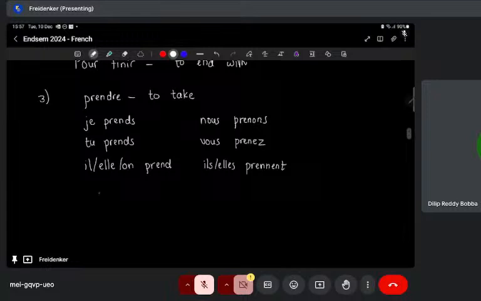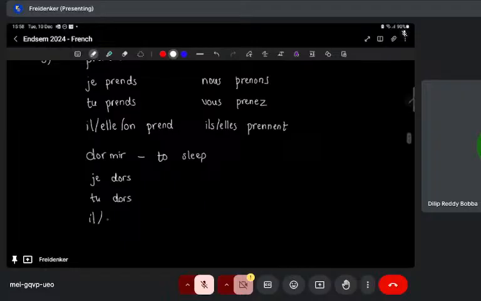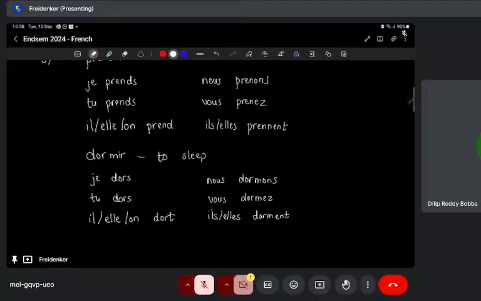Then the other one was dormir, which is to sleep. So je dors, tu dors, il, elle, on dort. Nous, what was this? Even I forgot. Okay, nous dormons, vous dormez, il, elle dort. Is this how it goes? Yes, fine.